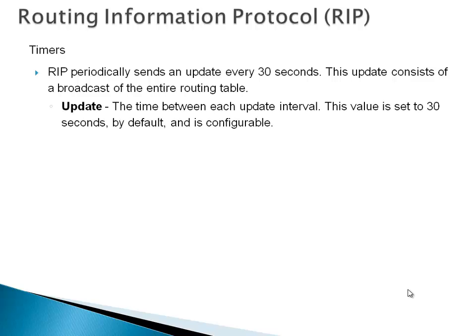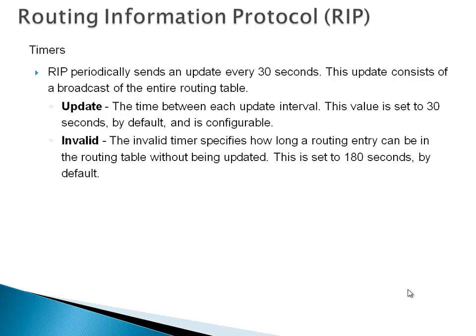Now we have some timers. The update timer is the time between each update interval. The value is set to 30 seconds by default, but it is configurable. The invalid timer specifies how long a routing entry can be in the routing table without being updated. This is set to 180 seconds by default. So, for example, if I have an update now, and I don't have an update for up to 180 seconds, I will still keep that route in my routing table. That is very slow to remove it.